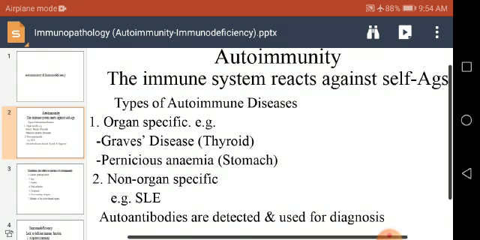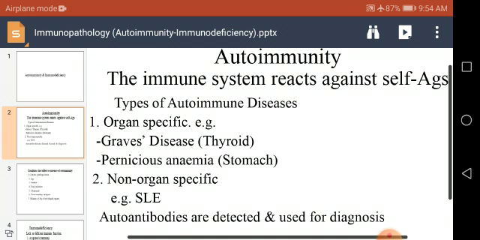The second type of autoimmune diseases is non-organ specific. Here, the autoimmune disease affects multiple organs. The best example is SLE, which is systemic lupus erythematosus.